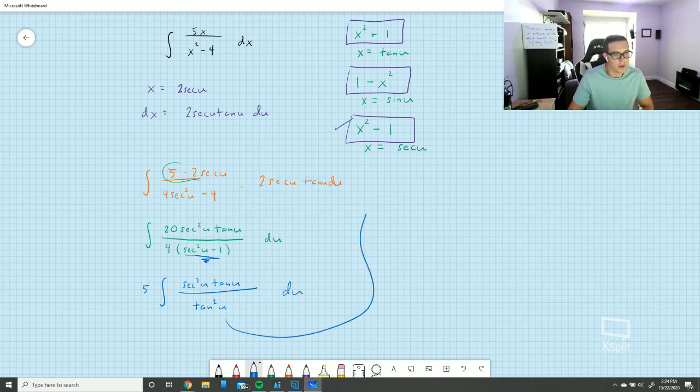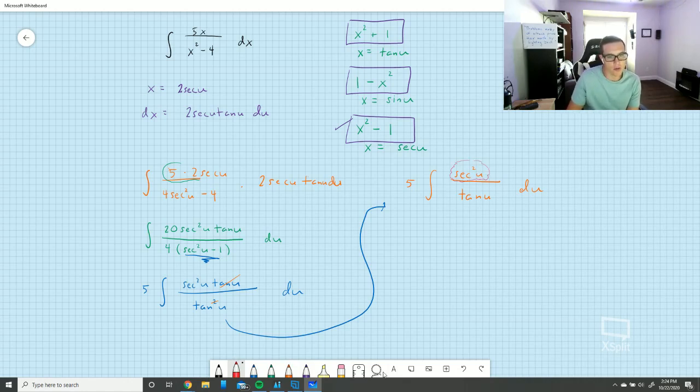I'm going to come over here. So then I can cancel a tangent. And I have 5 integral secant squared u all over tangent u du. Now what? Well, this is a whole other level of fun. You need to recognize that the derivative of tangent is secant squared, and he's sitting right here up top. How perfect. So it's a u sub.